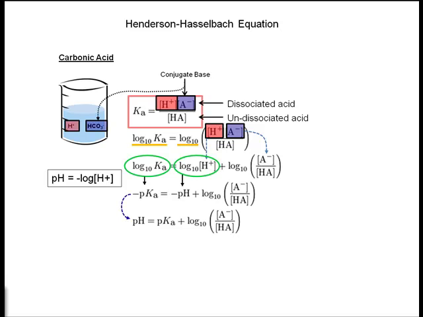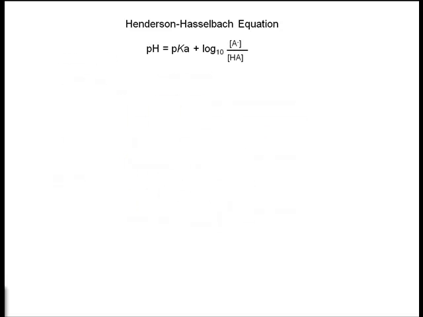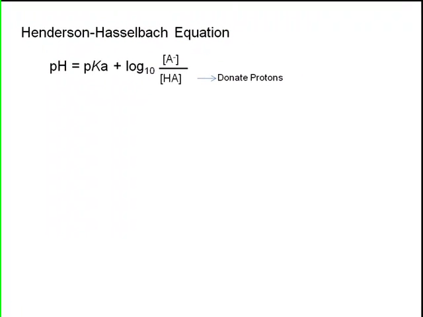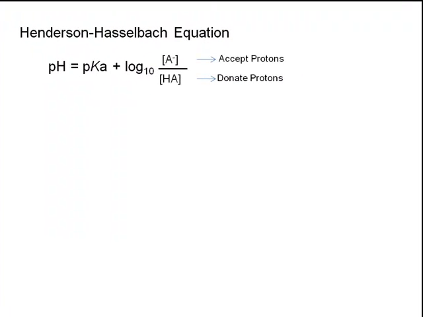We can do a little bit of rearranging and get rid of the negative signs on each side of the equation and come up with the Henderson-Hasselbalch equation, which is pH is equal to the pKa, or the negative log of the dissociation constant, plus the log of the conjugate base over the acid. The acid is a proton donor, and the base is a proton acceptor.